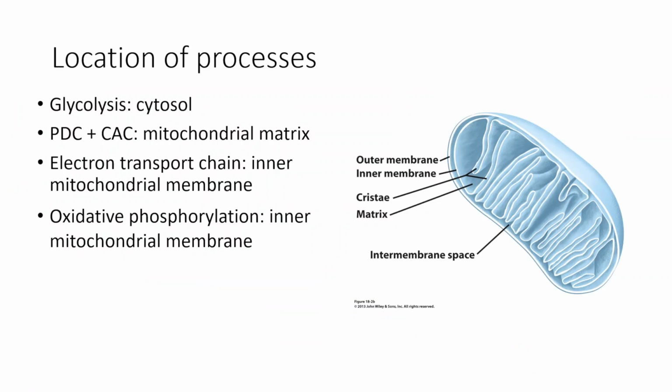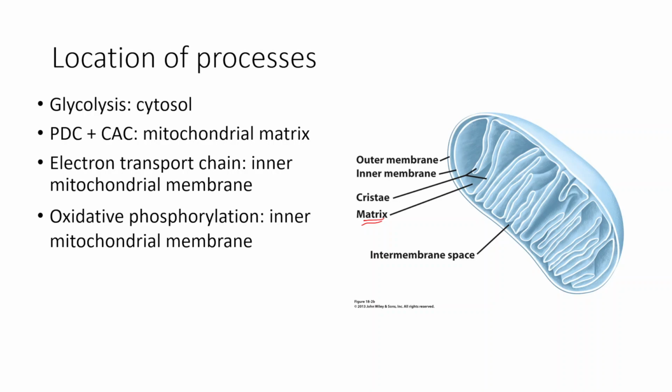So where is this all occurring? Just as a review, we already know that glycolysis took place in the cytosol, and then the pyruvate dehydrogenase complex and the citric acid cycle, all of those enzymes were located in the mitochondrial matrix. So where is the mitochondrial matrix? As you can see from this diagram on the right showing a mitochondrion, the matrix is the lumen in the center of the mitochondrion.